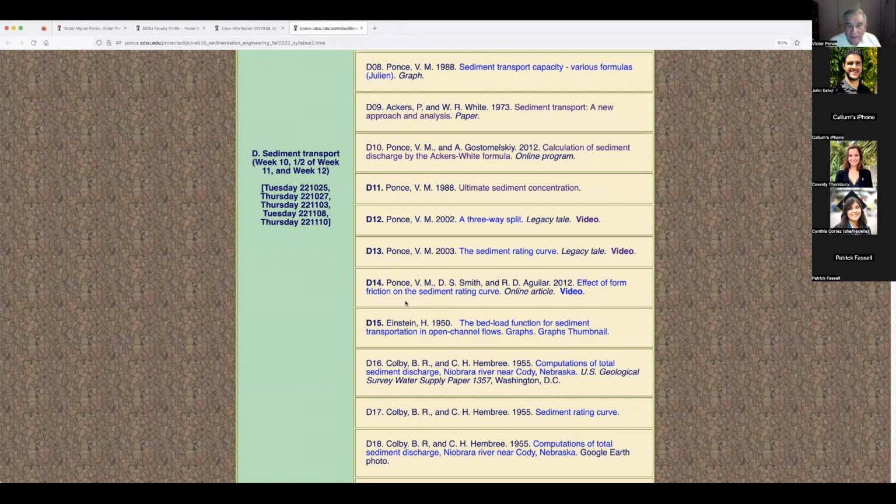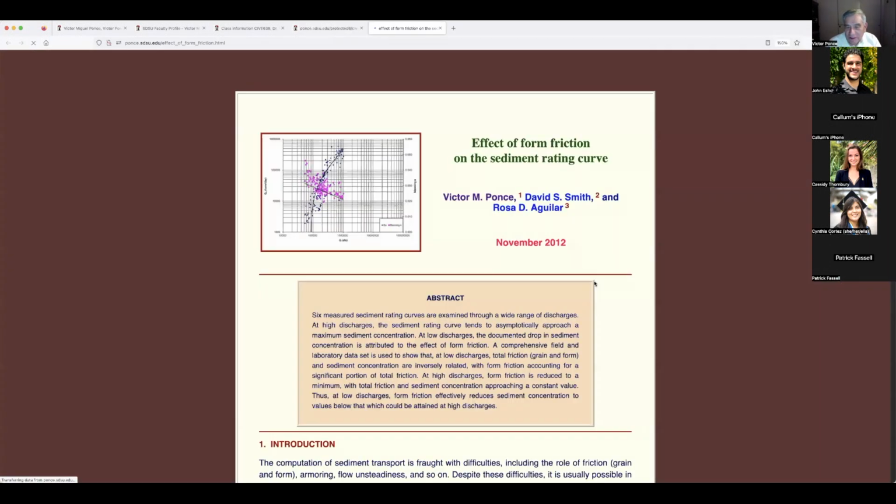Okay, the next subject we're going to cover today is the effect of form friction on the sediment rating curve. This paper was written by myself with Smith, I believe his name is David Smith, and Rosa Aguilar. We have it in raster and vector form. In this case, I'm going to do the vector form just for the heck of it. So I'm going to show the effect of form friction on the sediment rating curve.